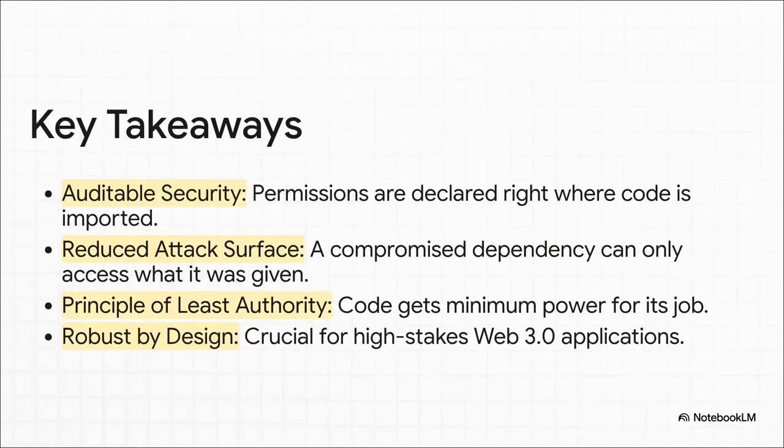So why does all this matter? Well, it means your security model is actually auditable. You can look right at the code and see exactly what permissions are being granted. It dramatically shrinks your attack surface. Even if a dependency is malicious, the damage is completely contained to only what you explicitly handed it. It enforces that principle of least authority, which is a cornerstone of building robust software, especially for critical stuff like what's being built for Web 3.0.